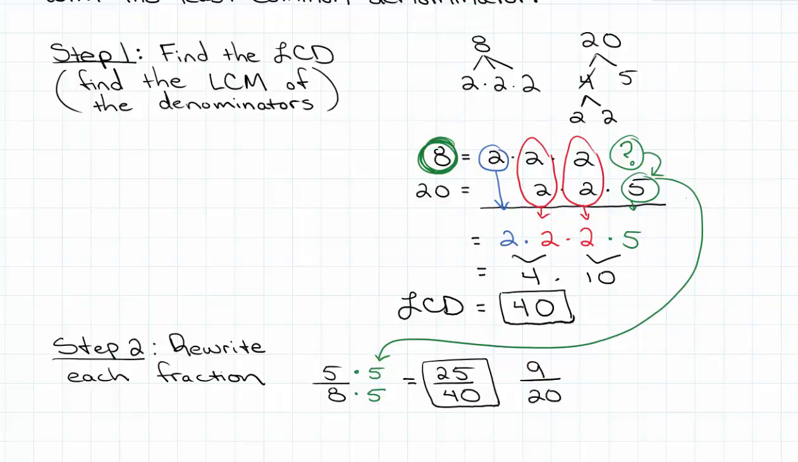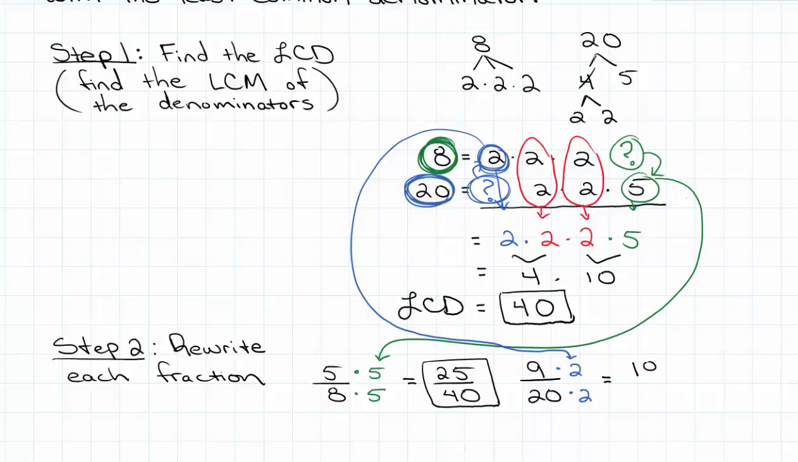Now our next fraction is going to be the 9/20. I do the same thing. I look at the 20 and ask myself, what factor was the prime factorization of 20 missing that the prime factorization of 40 had? It was missing a factor of 2. So I'm going to take that extra factor of 2 that was missing and multiply it to both the numerator and denominator of 9/20. That's going to give me the fraction 18/40. We're going to box that in. And that's it. That's how you do this problem.